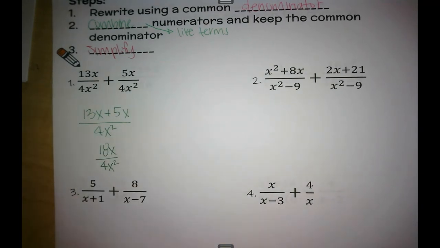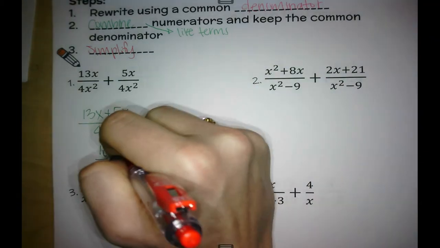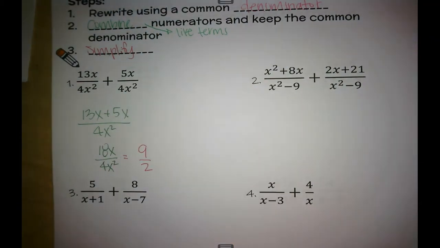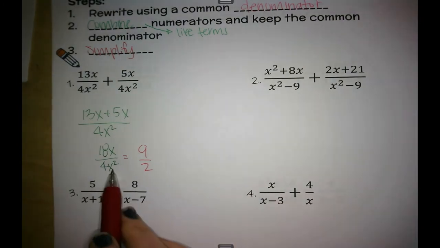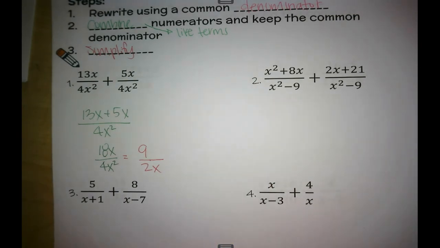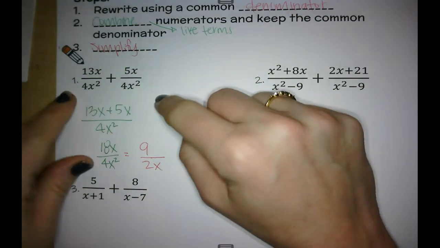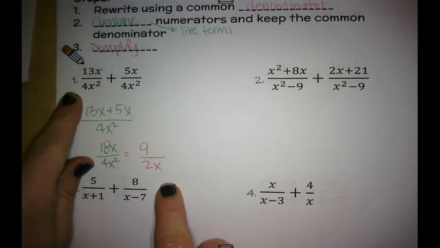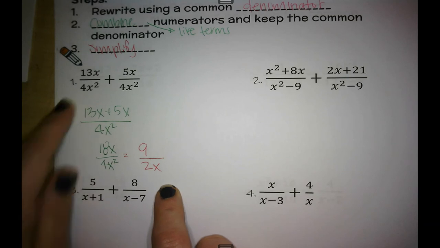That last step, we're going to simplify this 18 over 4, which is going to simplify to 9 over 2. And we've got 2 x's on bottom, 1 x on top. That leaves me with 1 x on bottom. So my final answer, this plus this equals 9 over 2x. Okay.